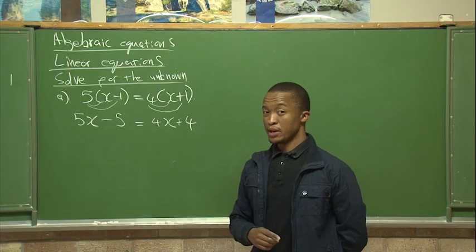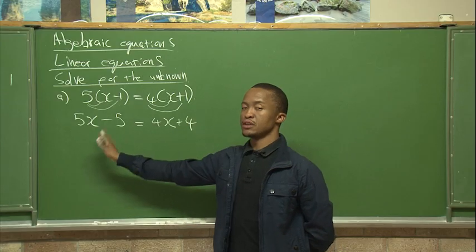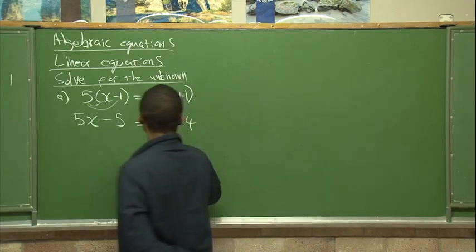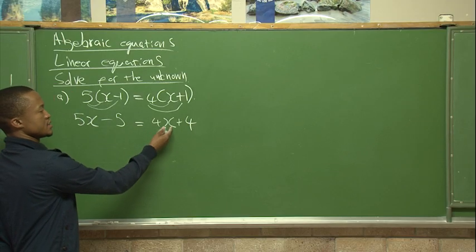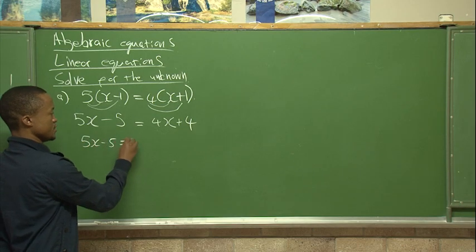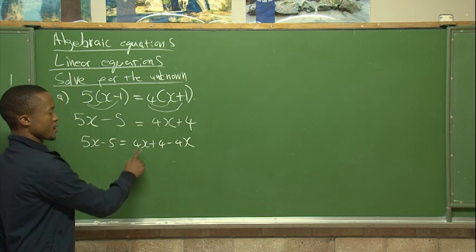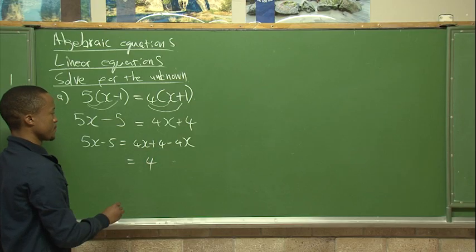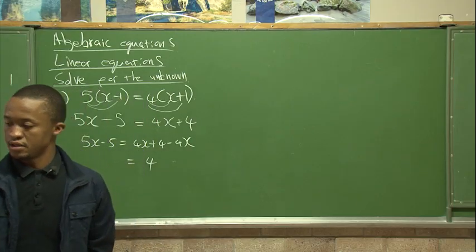And now what needs to happen? We need to get our variables on one side of the equation and our constants on the other side. So we need to add the additive inverse of positive 4 on both sides of the equation, such that our variables are on the left hand side. So we have 5x minus 5 is equal to 4x plus 4 minus 4. 4 minus 4 will get us 0, so we'll be left with 4x. And remember what I said, you need to add the additive inverse on both sides of the equation.